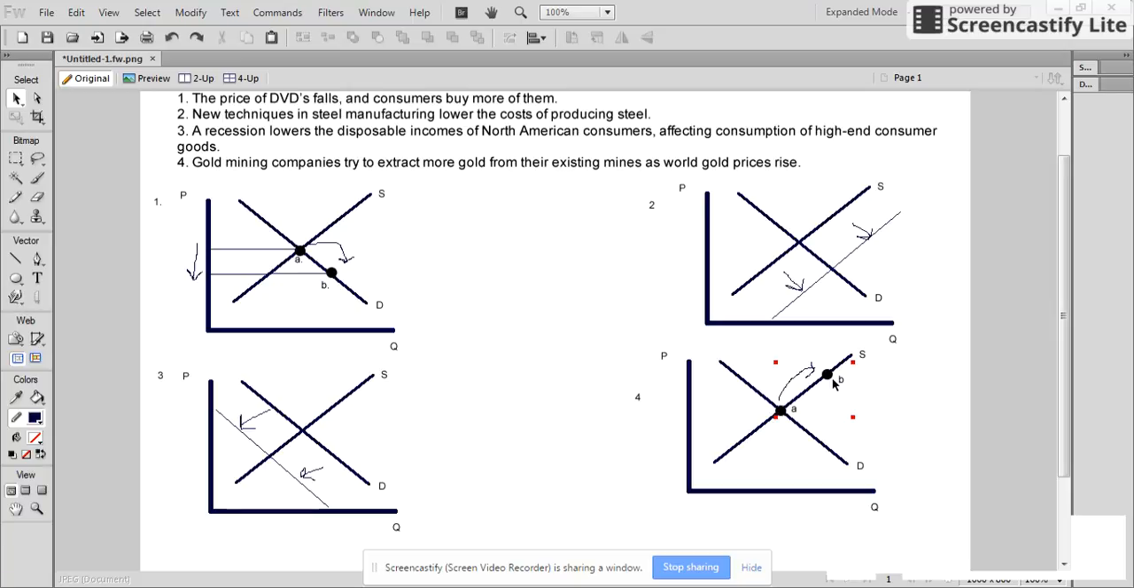Now, if they were drilling new mines, so adding on to their existing mines, then there would be a shift in supply. But in this case, the key is existing mines. So they're not adding on to the mines. It's existing mines. So what we have is just a movement along the supply curve.